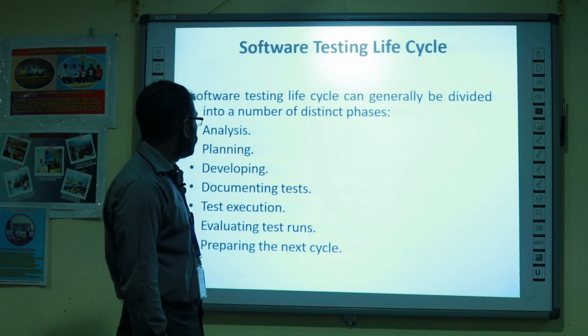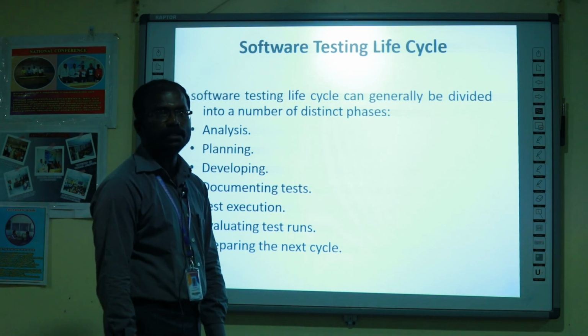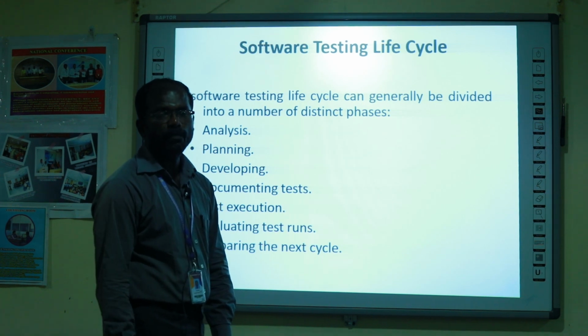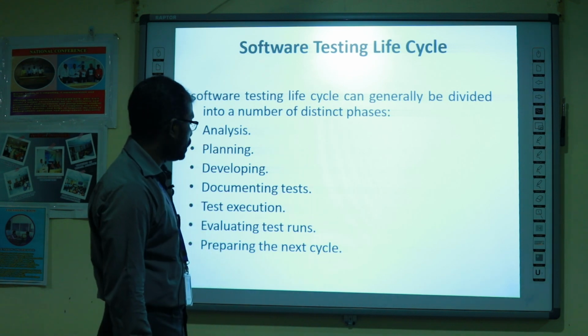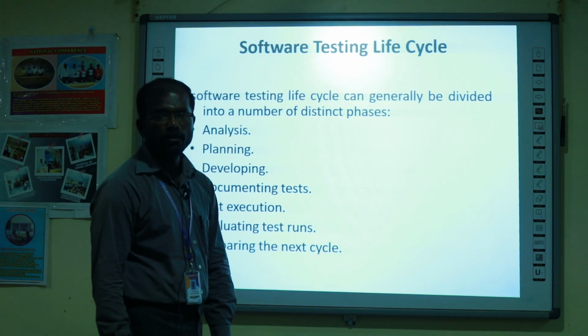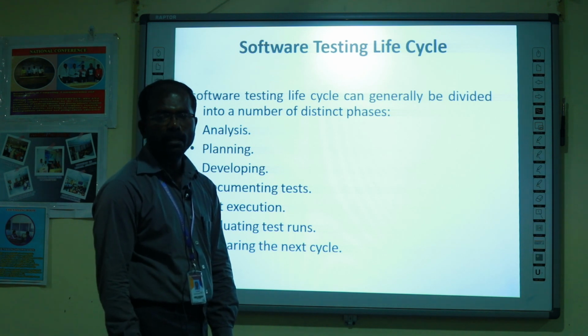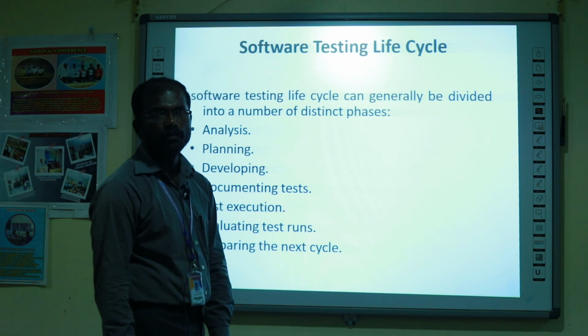Next one is documenting tests. Documenting tests is nothing but documenting what tests, what types of tests we are performing. We have to document all the test types. Next one is test execution. In test execution, we have to run the software repeatedly, and our main aim is to find the bugs in the developed software.